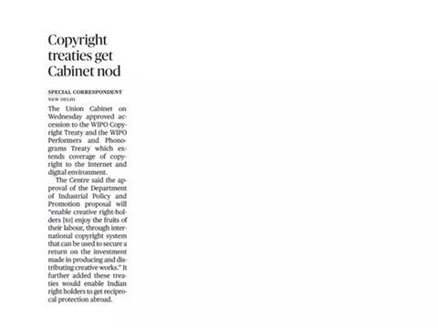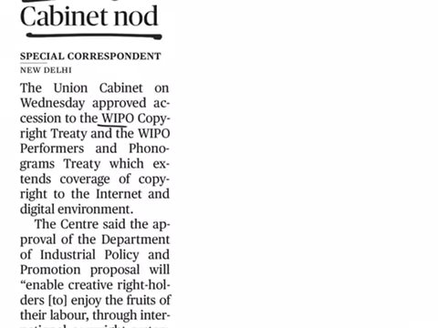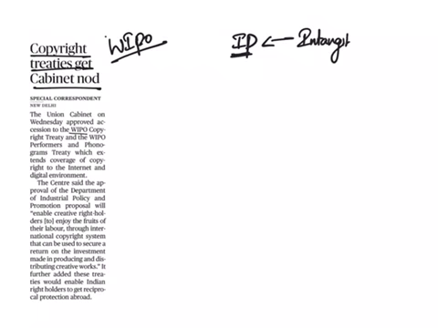The first article is, copyright treaties get cabinet note. In this article, we have to see this World Intellectual Property Organization. Before that, we have to see what is this intellectual property. That is intangible creations of human intellect. That is our intellectual property, that is our human intelligence.